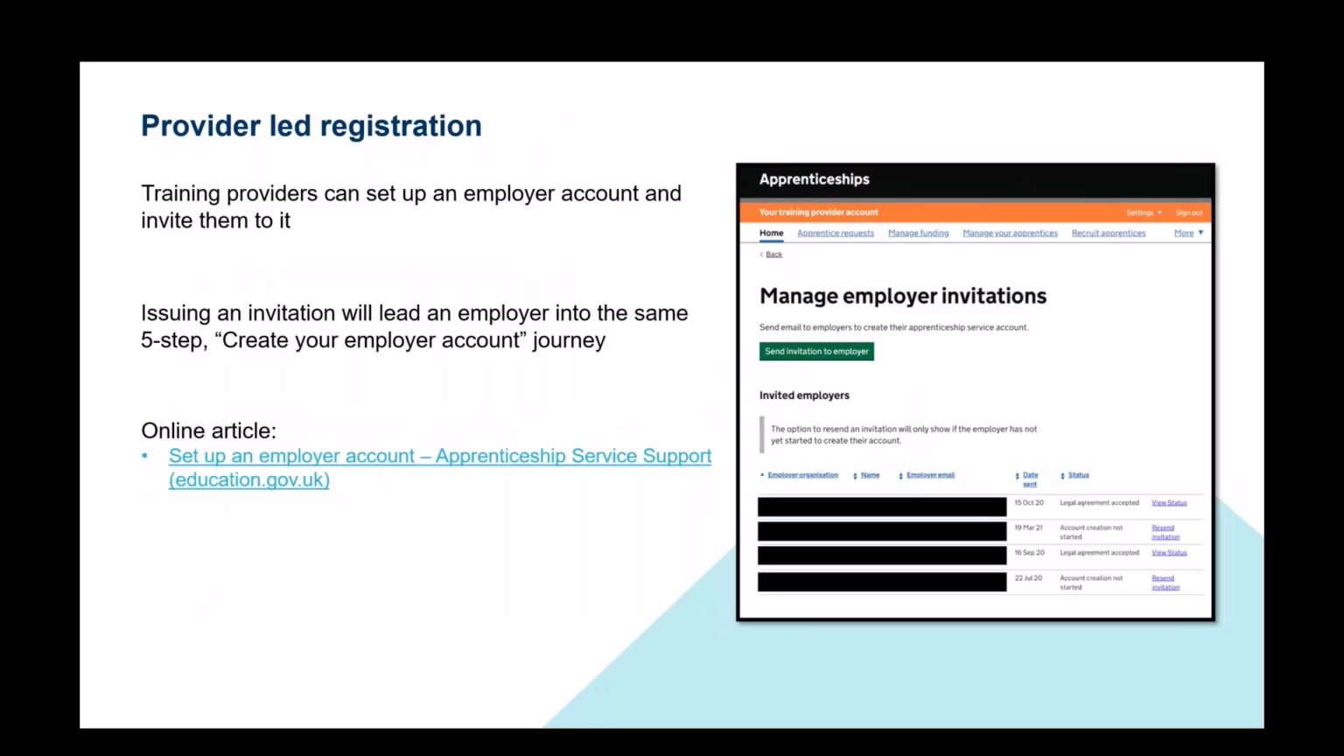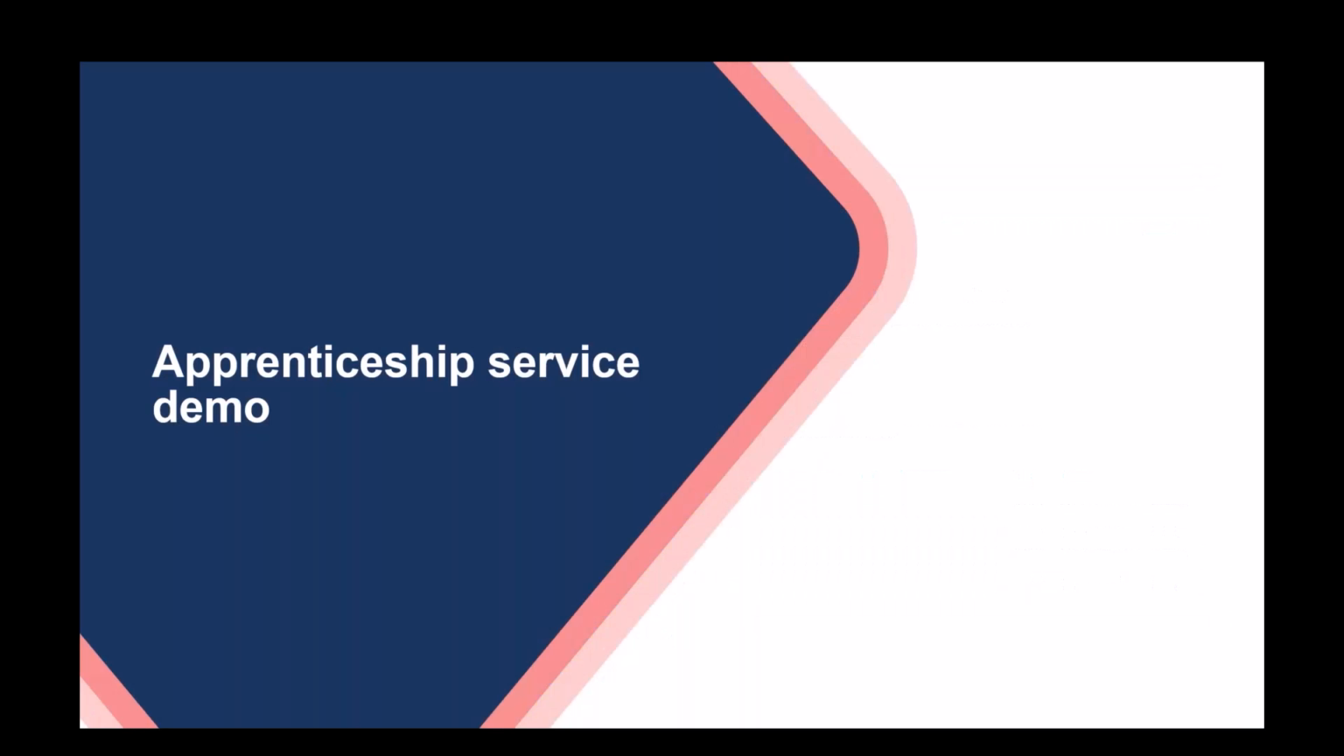Providers have the ability to invite employers to join the Apprenticeship Service under the Manage Employer Invitation section of the provider's Apprenticeship Service account. The invitation will lead the employer into the same 5-step Create Your Employer Account journey. For more information about the provider-led registration journey, please view our online help articles. Links to these will be provided in the webinar handout. Right, let's move on to the live demo of the service, so please bear with us whilst we switch over.